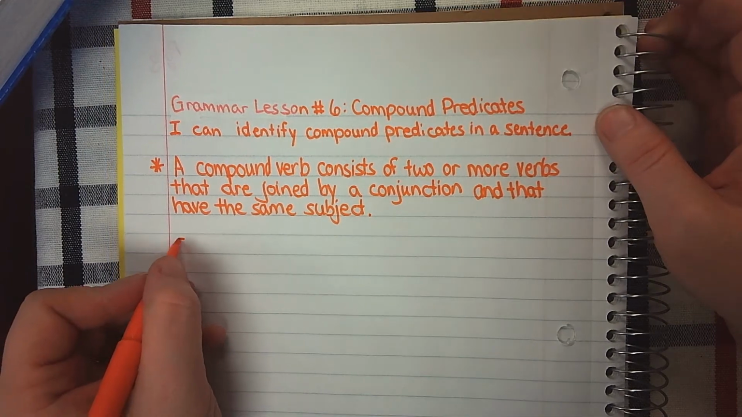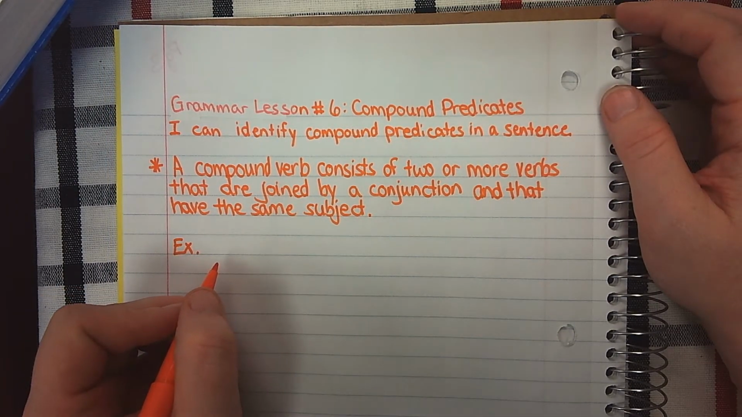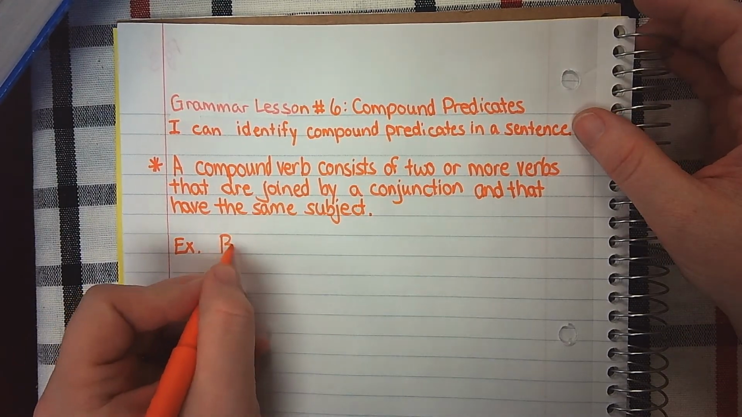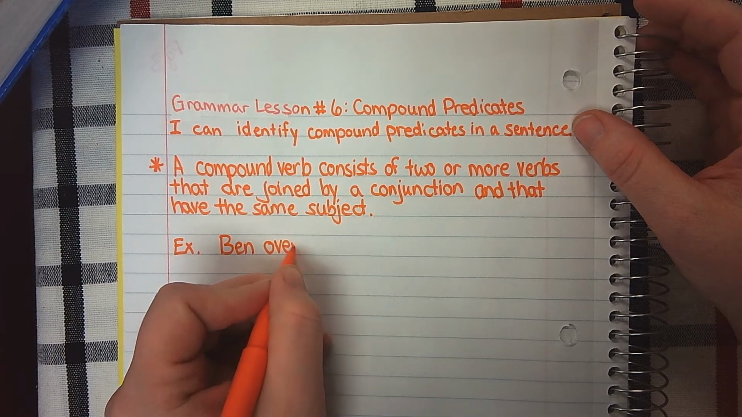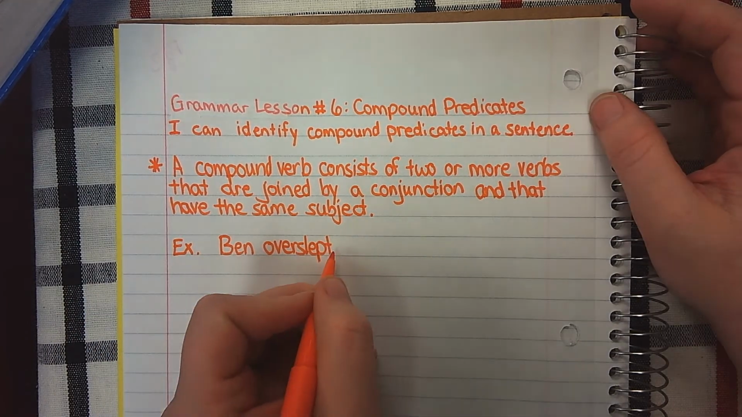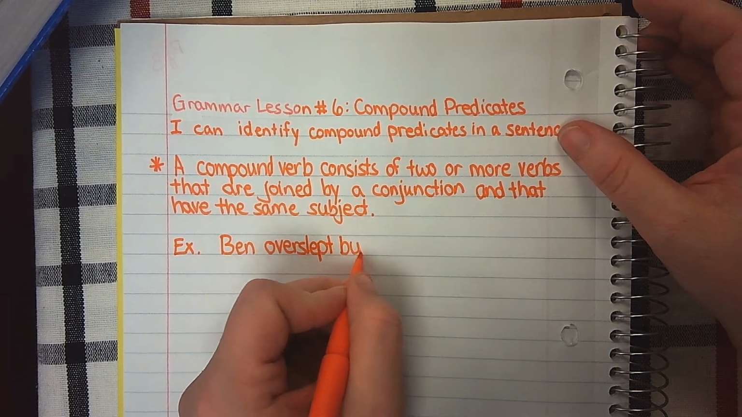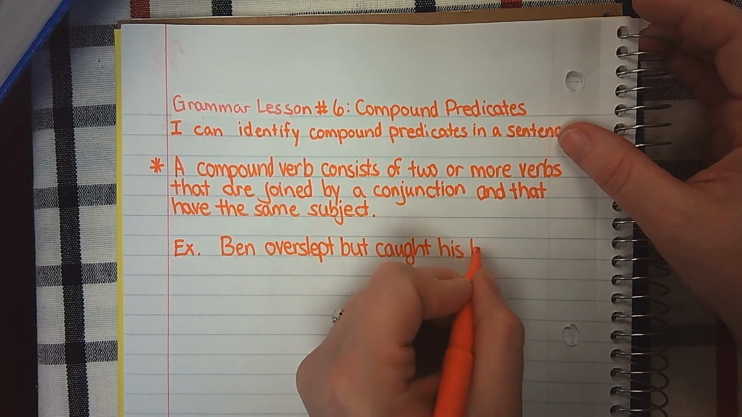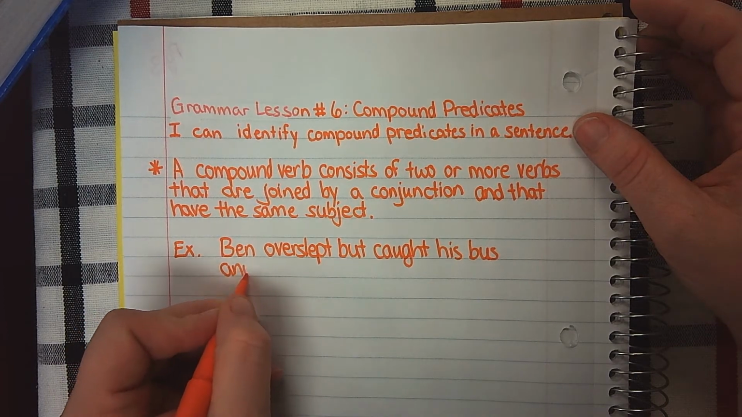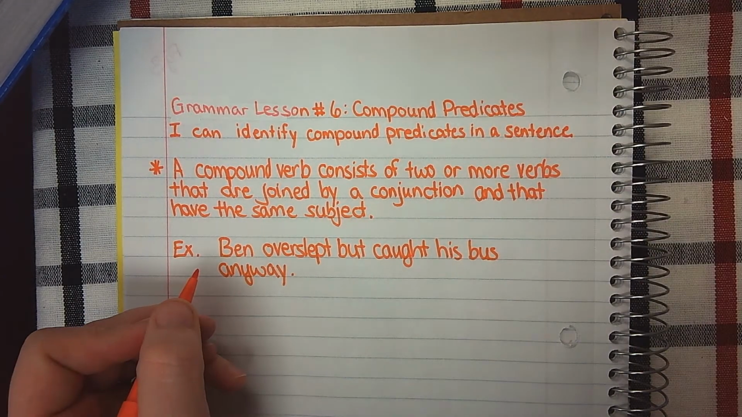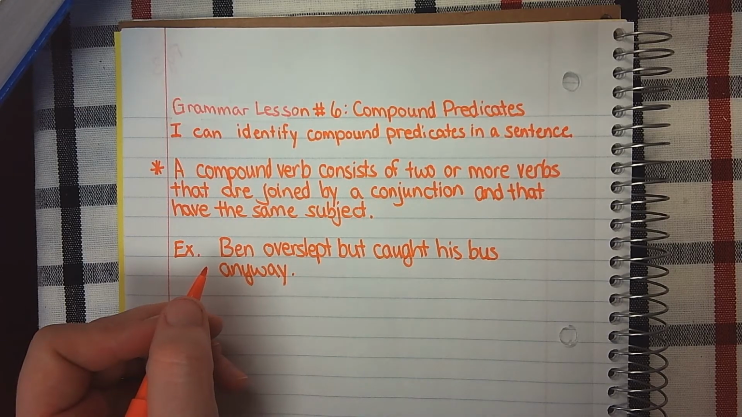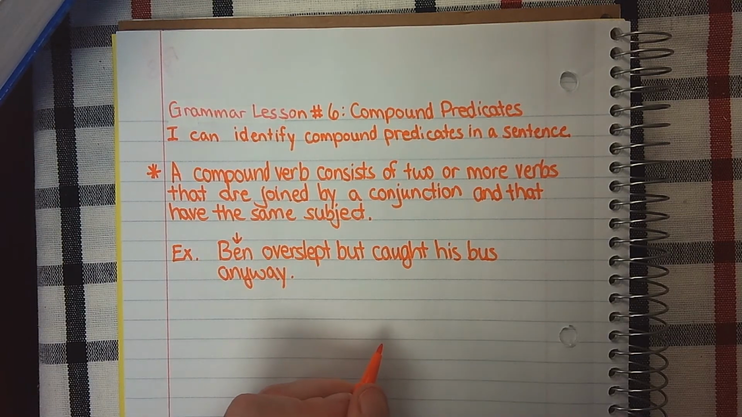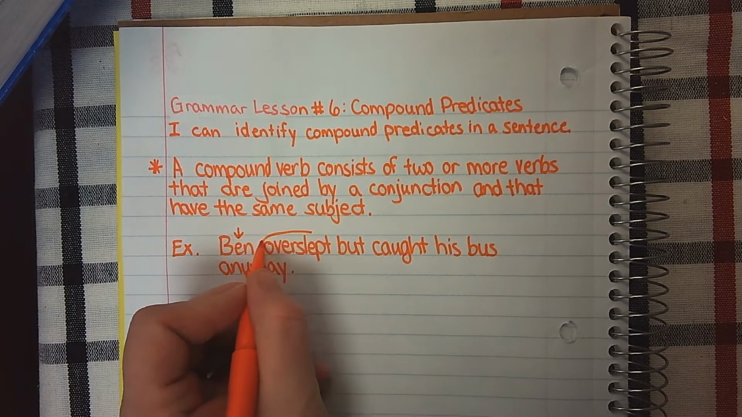Okay, so let's try an example. Ben overslept but caught his bus anyway. Ben overslept but caught his bus anyway. So the subject of our sentence is Ben. Okay. What did Ben do? Well, he overslept to begin with.